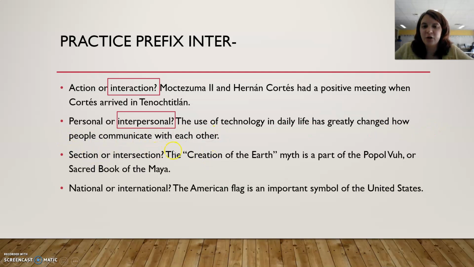Section or intersection. The creation of the earth myth is part of the Popol Vuh, or sacred book of Maya. This one is a section. Obviously, when we have intersection, remember that's when two things collide. This is only talking about one of those, so one piece of the book, so that's a section. National or international. The American flag is an important symbol of the United States. This is a national item. International would be if we were talking about Europe or things like that, but since we're talking about America, that's a national.